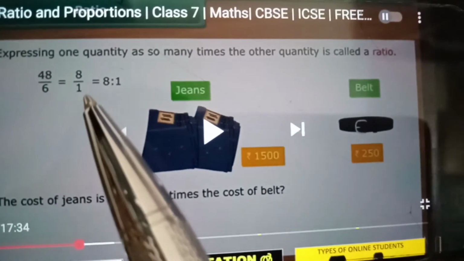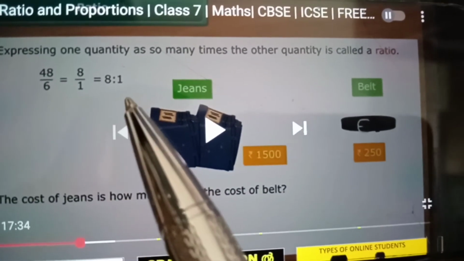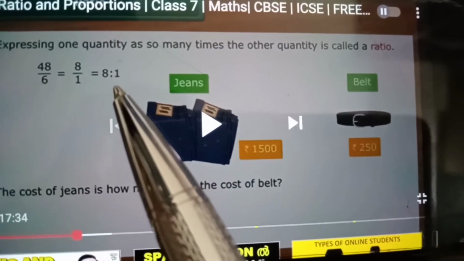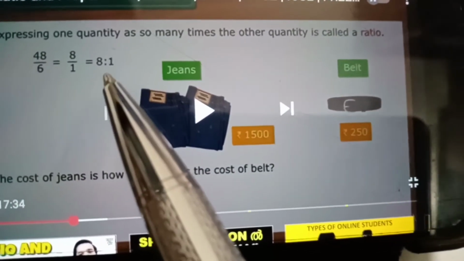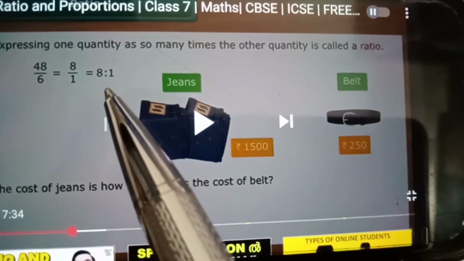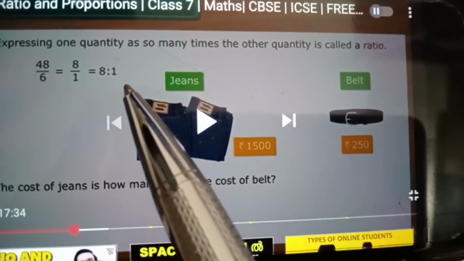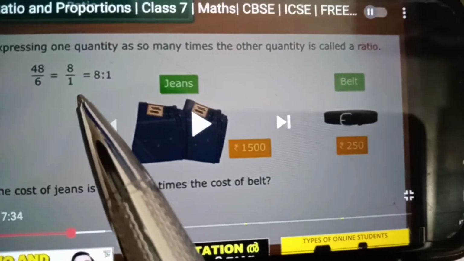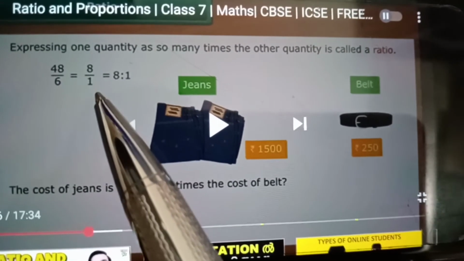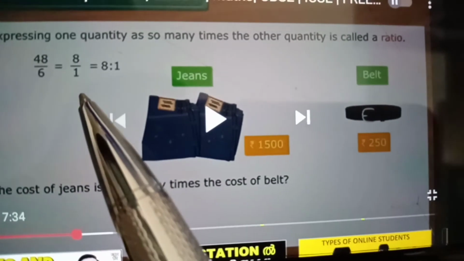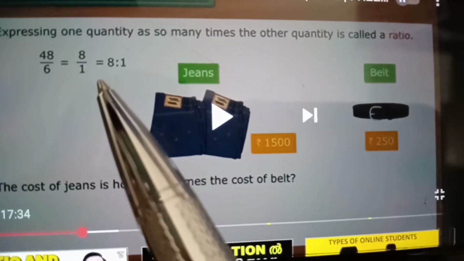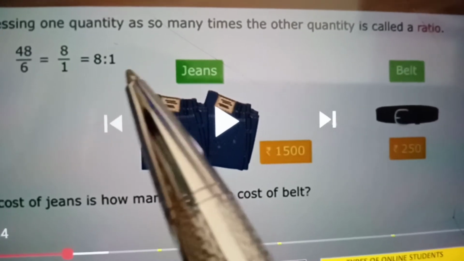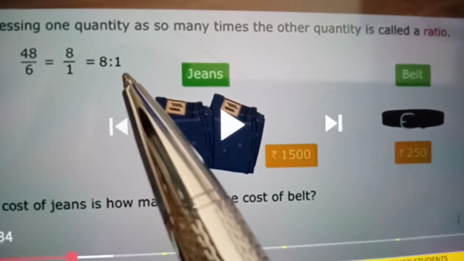Here, 48/6 equal to 8/1 equal to 8:1. That two dots we are saying colon, that is 8:1. We are expressing it as 8:1. 48/6 in the lowest form when we are writing it is 8/1. That we are expressing like this, in the ratio form 8:1.